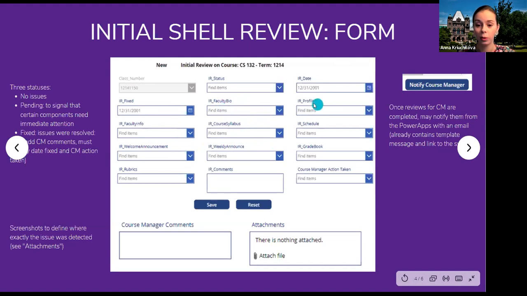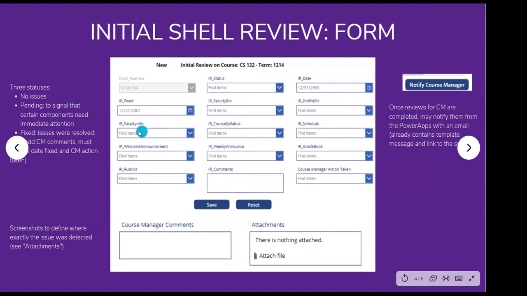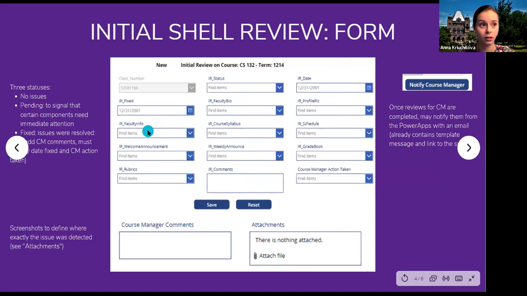So it's pretty straightforward, as you can see. Faculty bio, whether it's there or not, whether it's complete or not. Profile picture, whether it's at standard, so it follows an established format, or whether it's missing. Faculty information, whether it's a standard or insufficient, meaning that either a faculty bio is missing or the program director's bio is missing or templates are present and whatnot.